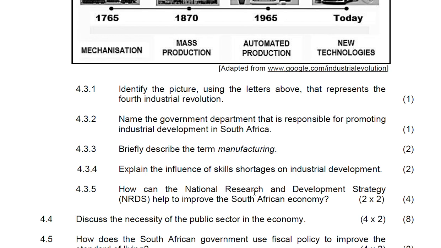Again, by getting new technology or new and better ways of doing things, that means there will be lower prices in terms of producing the products that are being produced by different industries in South Africa.